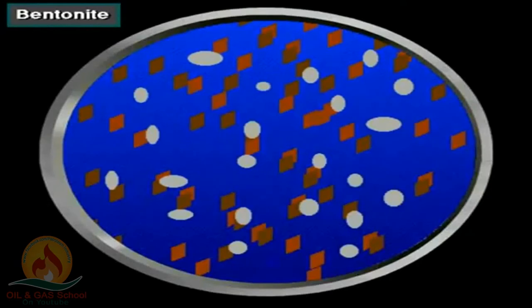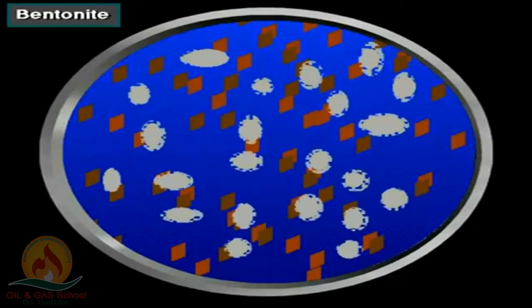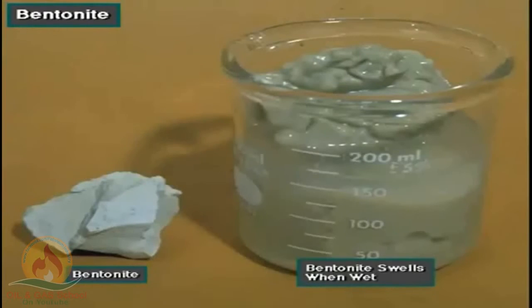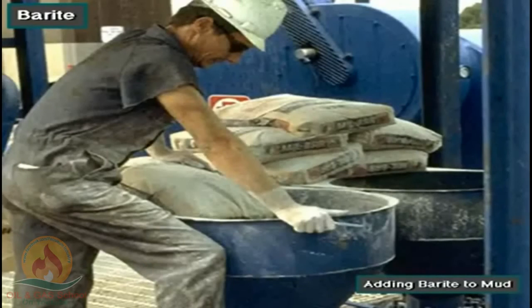In water or oil-based drilling mud, crew members usually add a clay called bentonite or a similar mineral. Bentonite swells in water. Therefore, it thickens the mud, gives it viscosity to help clean the cuttings from the hole and provide other desirable properties. Barite is a heavy mineral. The crew adds barite to mud to make it heavy or dense.